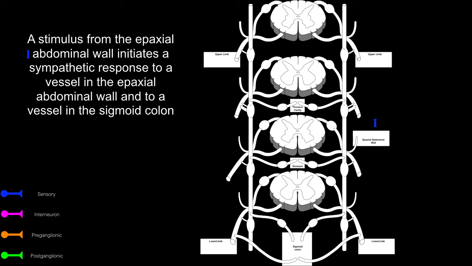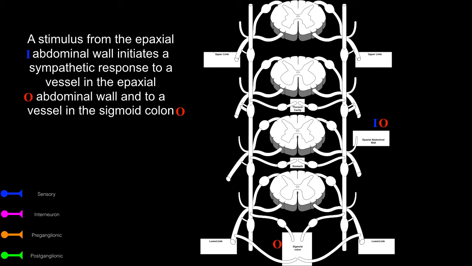Input, there's our epaxial abdominal wall. Output, we know we're going back to that because we're going to a vessel there, and we're also going to have an output in the sigmoid colon, that box there. The key thing to remember here is it's a sympathetic trace, and there's 2 nerves or 4 nerves going into that sigmoid colon box. So we need to know which ones. And since it's sympathetic, we should use the sympathetic splanchnic, which is connected to the sympathetic trunk. So we need to keep that in mind.